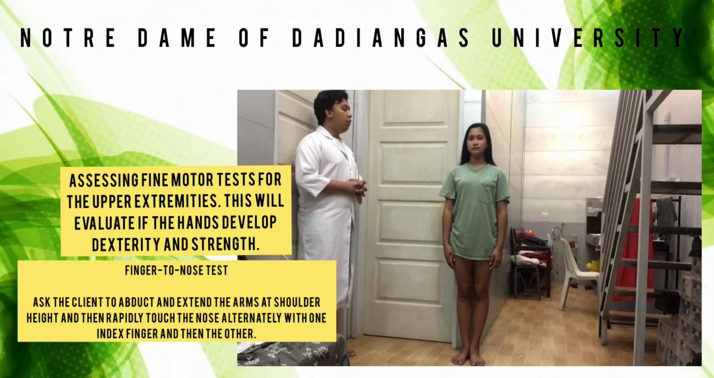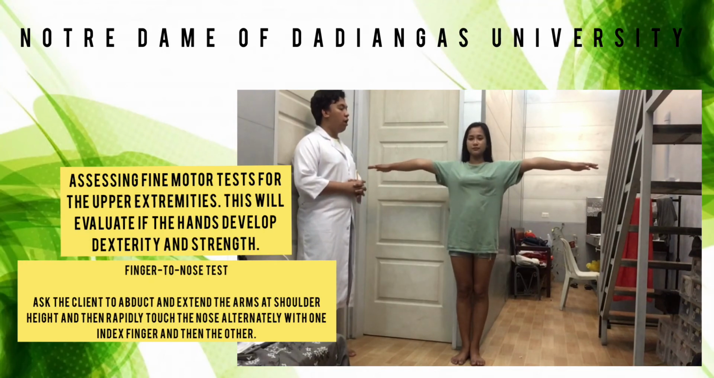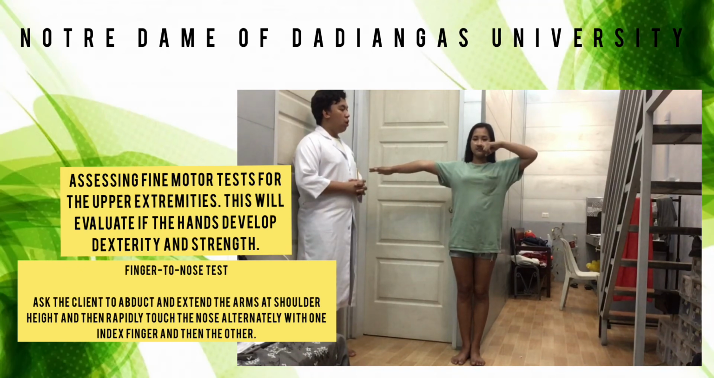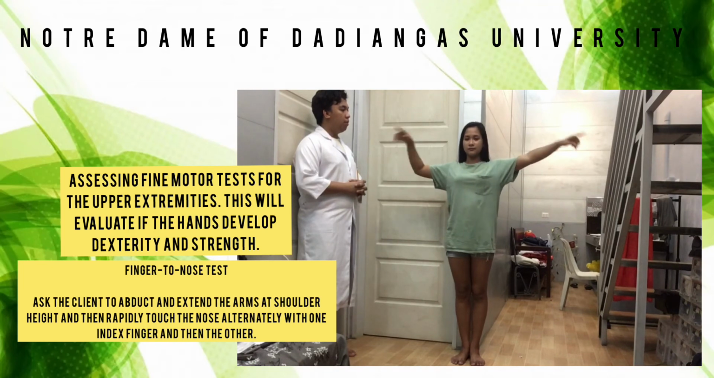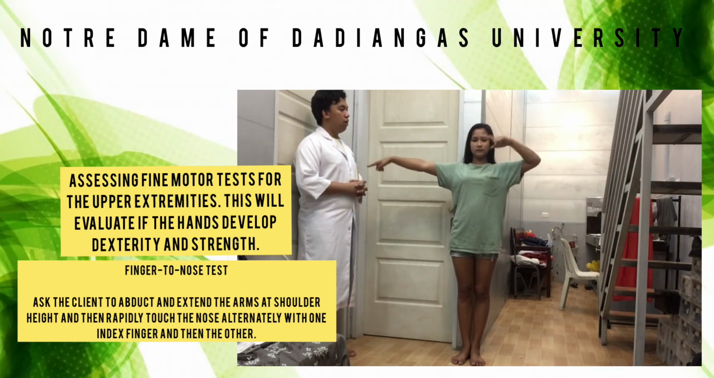So, ma'am, extend your fingers. Motor test for the upper extremities: finger to nose test. Ask the client to abduct and extend the arms at shoulder height, then rapidly touch the nose alternately with one index finger and then the other. One, two, three, four.